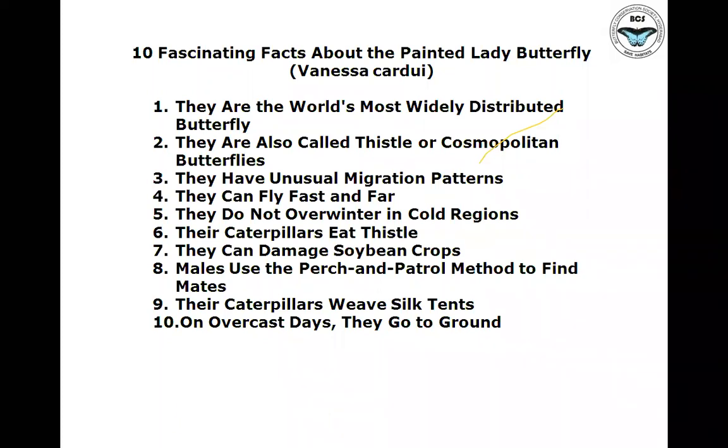They do not overwinter in cold regions. Their caterpillars, the thistle caterpillar that I showed in the earlier slide, can damage the soybean crop. Males use the hilltopping method to find mates. Their caterpillars, on overcast days, will go to the ground. So on overcast days you may definitely find them on the ground. These are the interesting facts, that's why I have shown this one.